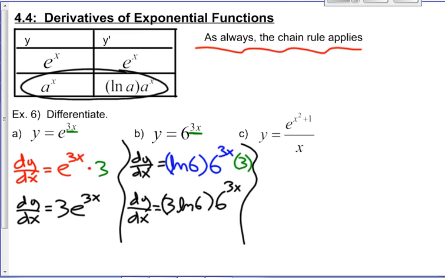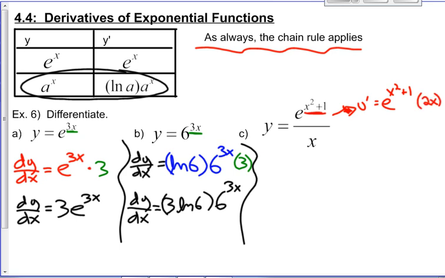These can be combined with quotient or product rule. Here we've got a quotient rule. So to set it up, I would figure out what the derivative of the top is. And here's how it works. Everything stays the same times the derivative of that power, which would be 2x. In other words, u prime is 2x e to the x squared plus 1. Okay, the derivative of the bottom, well, that's pretty straightforward. Derivative of x is 1.